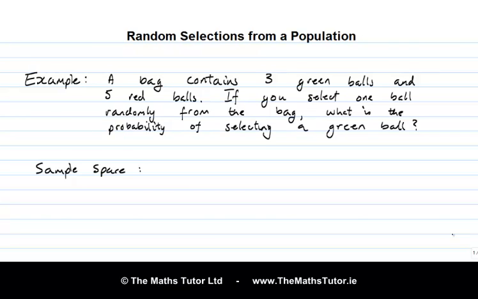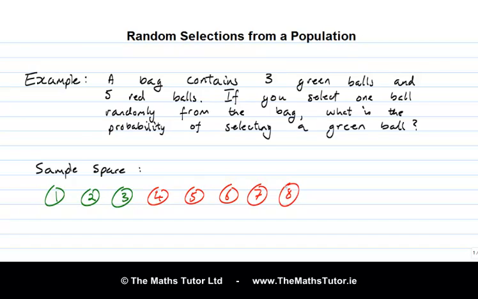So we can imagine numbering the balls 1 to 8. There are 8 in total in the bag. And then the possible outcomes are each of the 8 balls, and these are equally likely outcomes. Let's say that balls numbered 1, 2 and 3 are green, and that balls numbered 4, 5, 6, 7 and 8 are red. So there are 3 green balls and 5 red balls. Now you can see that the sample space consists of 8 equally likely outcomes.